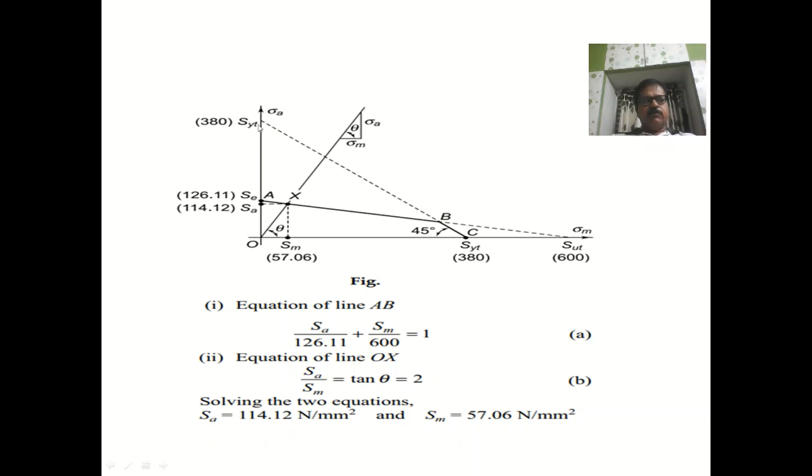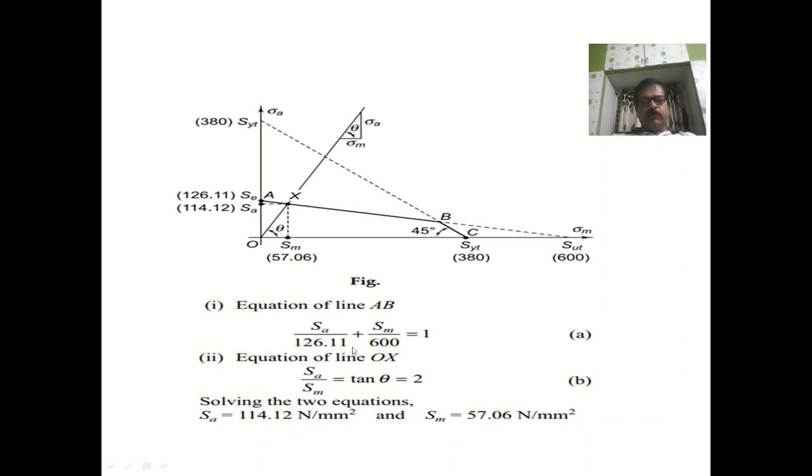On the y-axis, we mark the yield point strength SYT 380, and also on the x-axis. Then on the y-axis we mark SE, that is the endurance limit for this material with all the suitable factors applied, and then join that with the ultimate strength to get the line. This is AD, and this is AC. The SUT line intersects with the SYT line, and that intersection point is B. Another line is drawn as OE, with an angle 63.3, which is tan inverse 2.